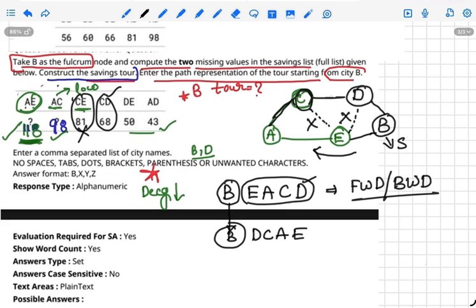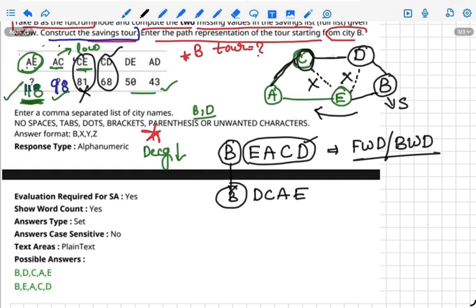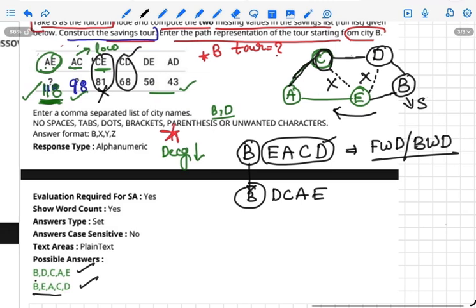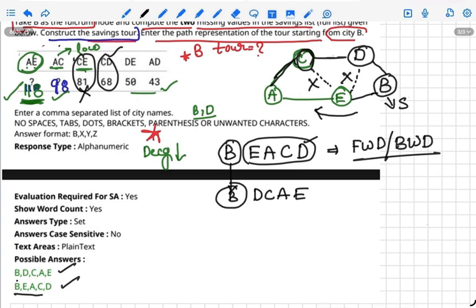Okay, so what is the answer? This one, B, E, A, C, D is correct. B, D, C, A, E is correct. So how are we representing the path? By using this savings heuristic.